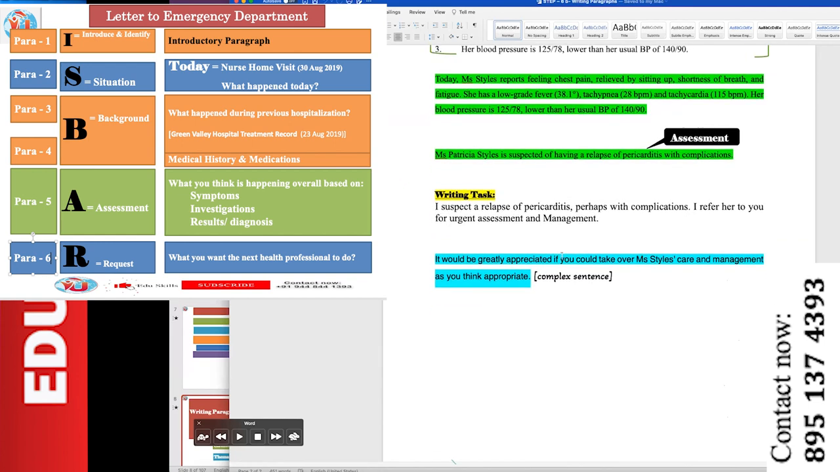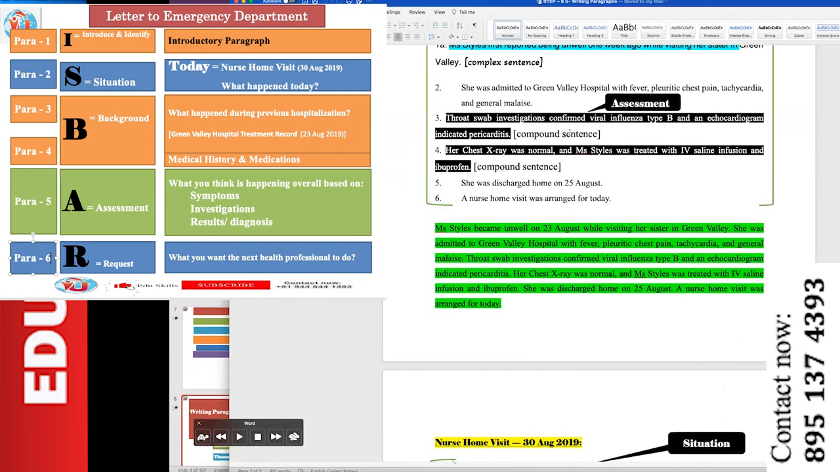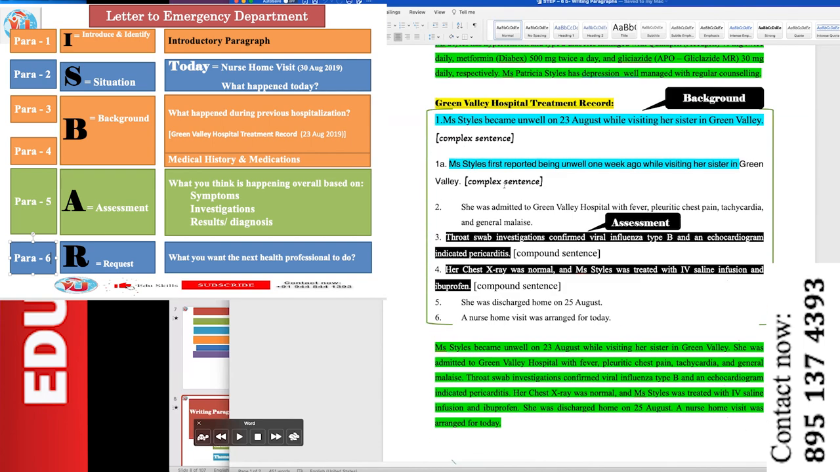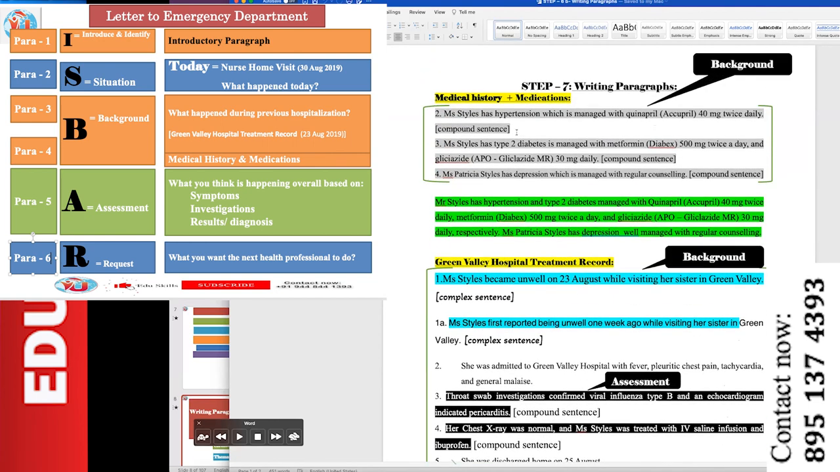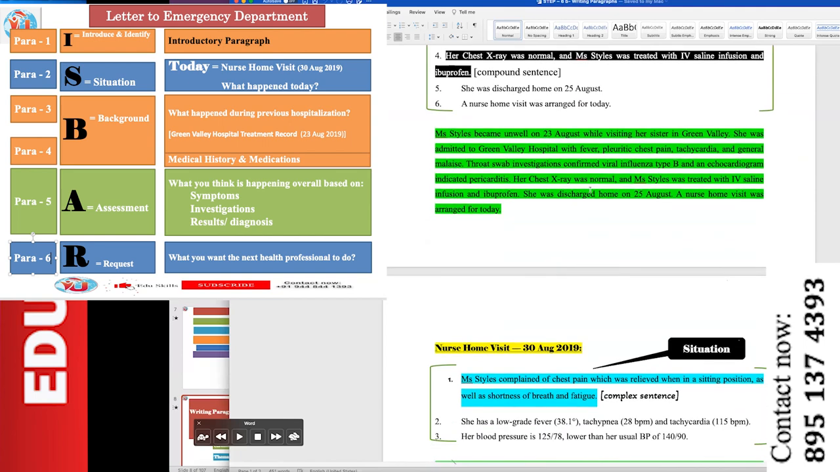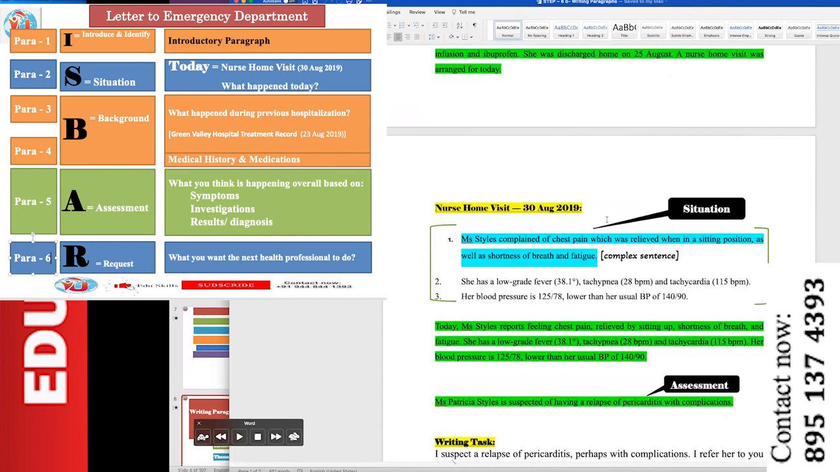That's it. Here one complex sentence, here compound sentence, here compound sentence, here complex sentence, complex sentence, here compound sentence, here compound sentence. Okay, just showing you how the case note looks when it is converted into paragraphs. We have not ordered the paragraphs. We are just constructing paragraphs as per the order in the case note.